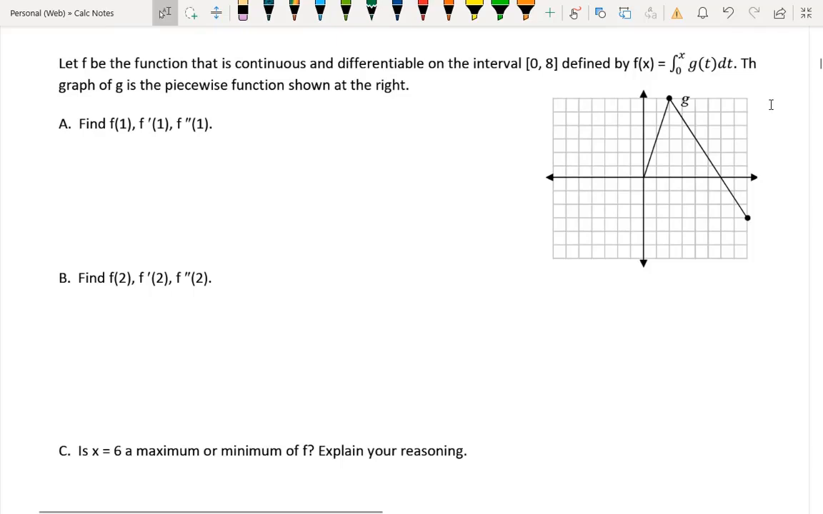It says let f be the function that is continuous and differentiable on the interval 0 to 8. So you can see we got f and we got g here. F of x is a function that is continuous and differentiable on the interval 0 to 8. It's defined by f of x equals the integral from 0 to x of g of t dt. The graph of g is the piecewise function shown at the right.